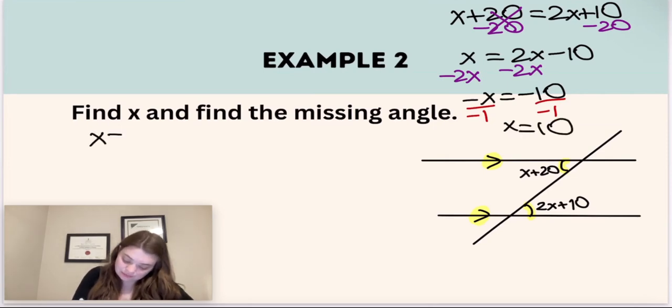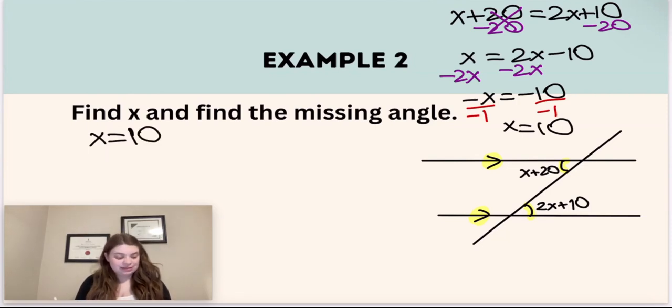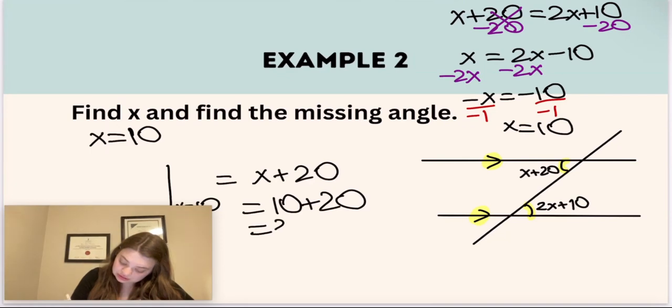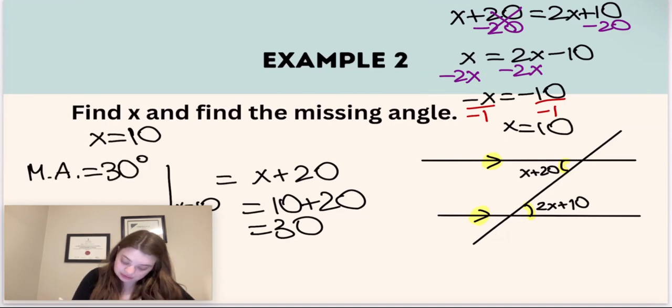So that's my answer for finding x, is that x is 10. Now they'd like us to find the missing angle. Now we can sub in 10 into either of these equations, and either way we should get the same number. So if we sub 10 into the x plus 20, we're going to get 10 plus 20, which is 30. So therefore the missing angle is 30 degrees.